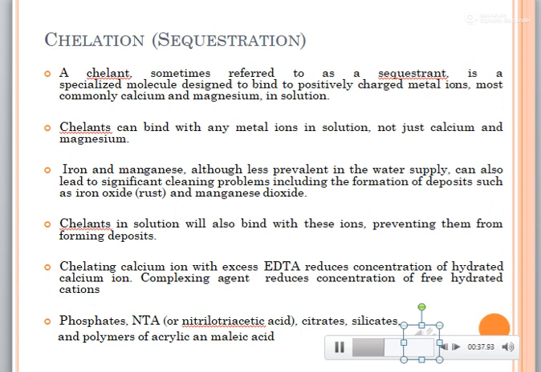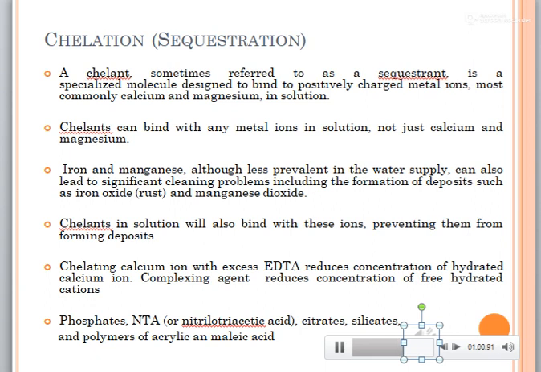Iron and manganese, though less prevalent in water supply, can also lead to significant cleaning problems, including the formation of deposits such as iron oxide in the form of rust and manganese dioxide. Chelates in solution will also bind with these ions, preventing them from forming deposits on the top of the layer.